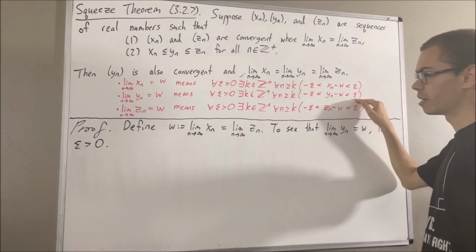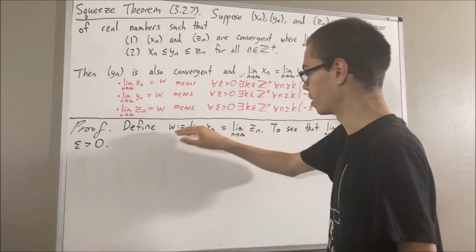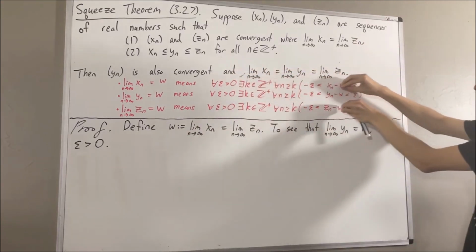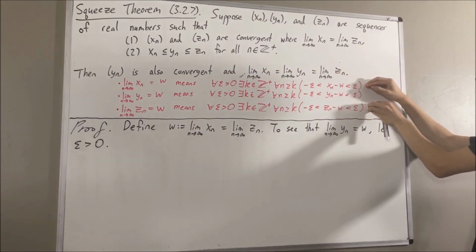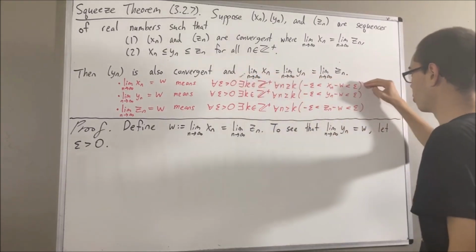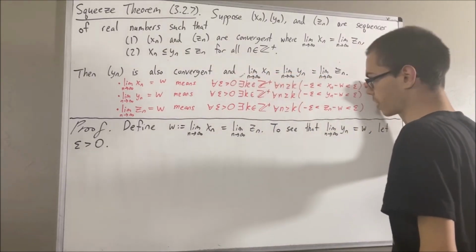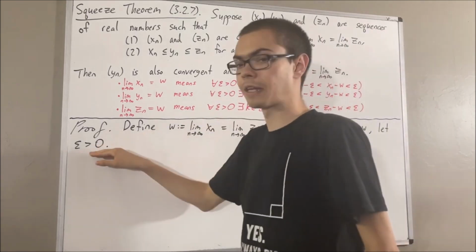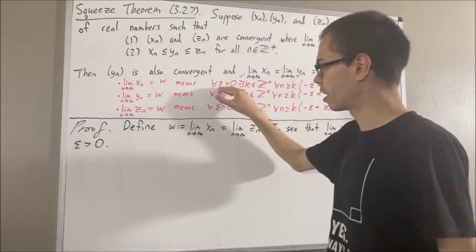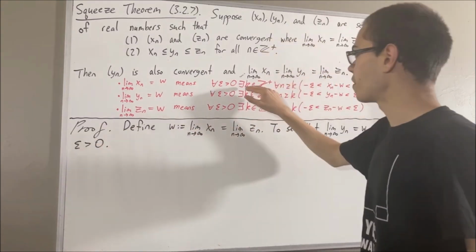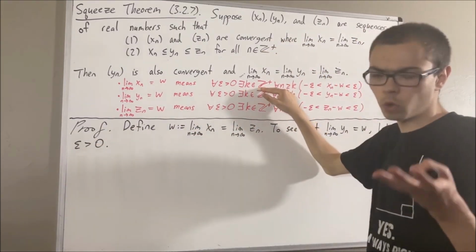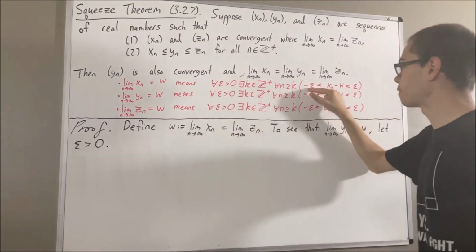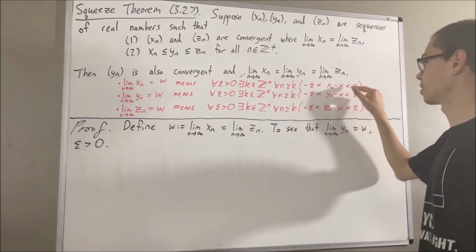Now, we're given xn converges to w and zn converges to w, which means we know that the first statement and the third statement that we have here are true. Now, since the first statement is true, we know that this first statement works for every positive real number. So it must work for the positive real number epsilon that we have in our proof. So taking epsilon to be the epsilon we have in our proof, we had that there is some positive integer, I'll call k1, such that for all positive integers n greater than or equal to k1, the negative of epsilon is less than xn minus w, which is less than epsilon.